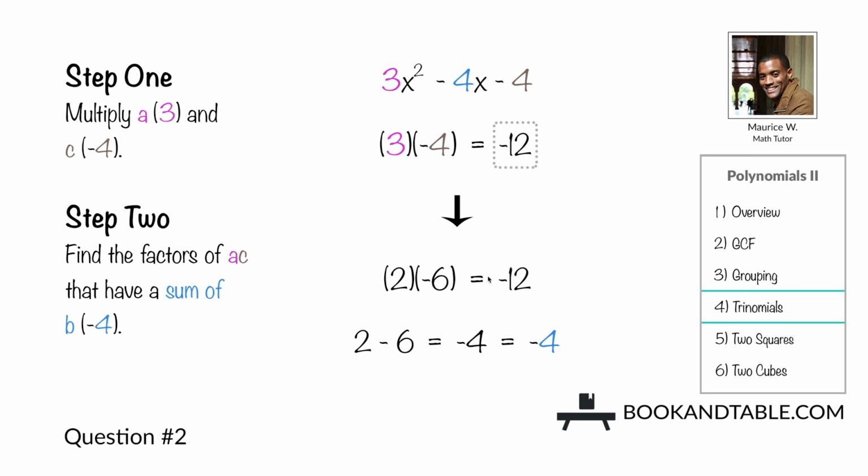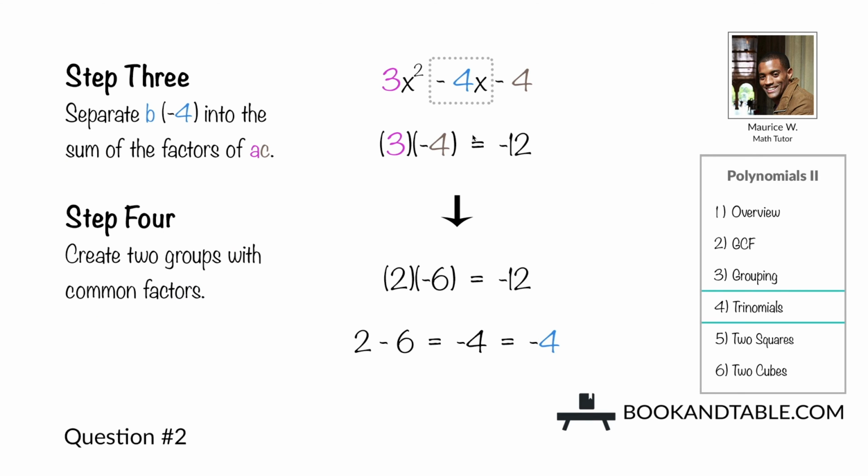2 times negative 6 equals negative 12. And when we find the sum of these two factors, we get 2 minus 6, which equals negative 4. And that does equal negative 4, what we were looking for. So 2 and negative 6 are the factors of negative 12 that we were seeking out.